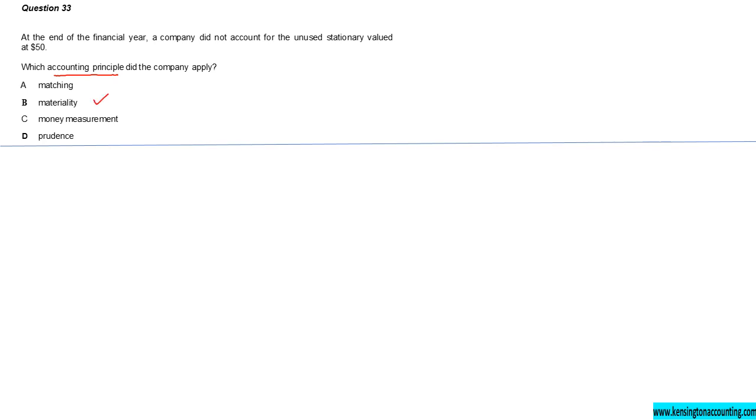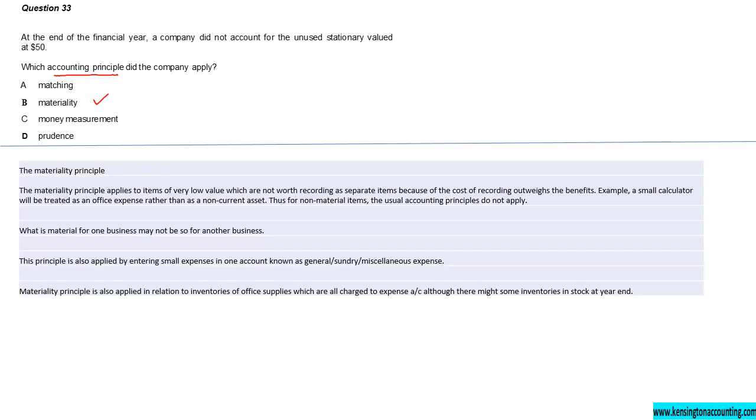Okay. Now, just for revision, let's look at the definitions or the requirement of the materiality principle. The materiality principle applies to items of very low value, like in our example, which are not worth recording. Examples could be a small calculator and other non-material items. It also says that materiality will vary from business to business.